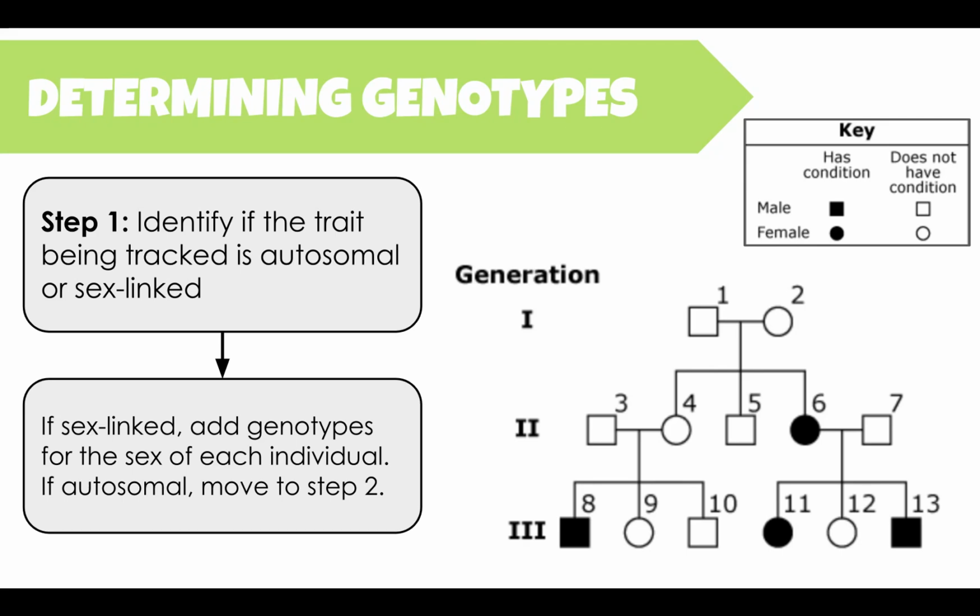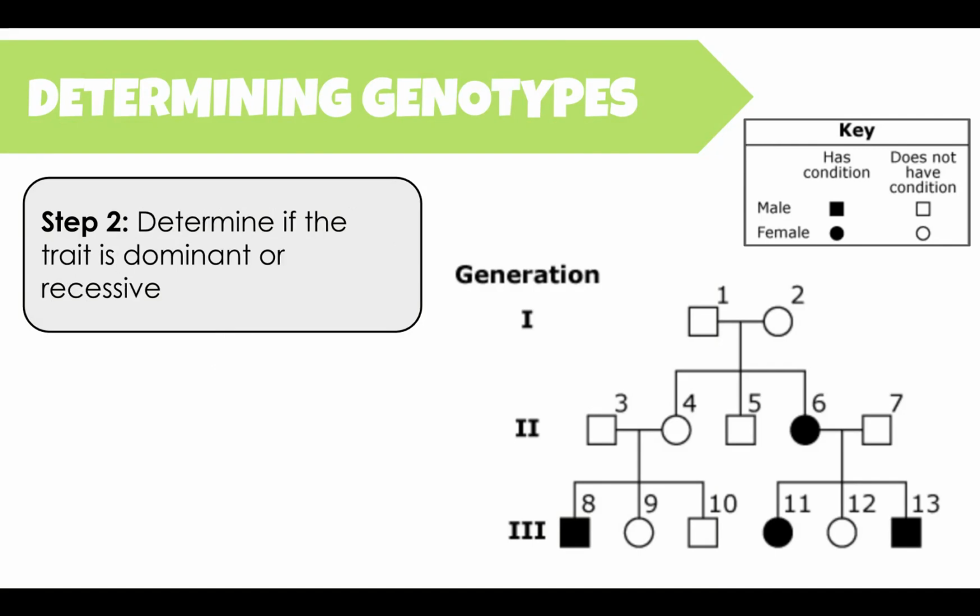Before we started looking at this problem, we talked about how if it's autosomal, it should be in both males and females pretty equally. If it's sex-linked, it should be in males more so than females. So looking at my pedigree right here, I see 2 females affected and 2 males affected. So that tells me that I'm dealing with an autosomal trait. If I was dealing with a sex-linked trait, I would go ahead and add the sex genotypes to every individual. But because I do not have a sex-linked trait, I don't have to worry about X's and Y's. It is autosomal, so I'm going to move on to the next step.